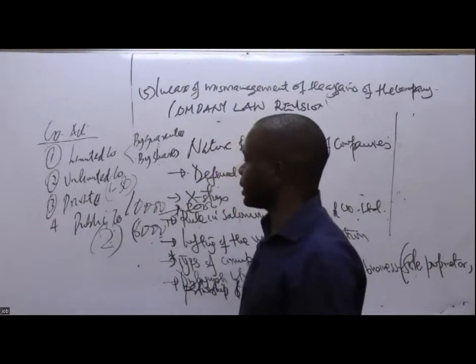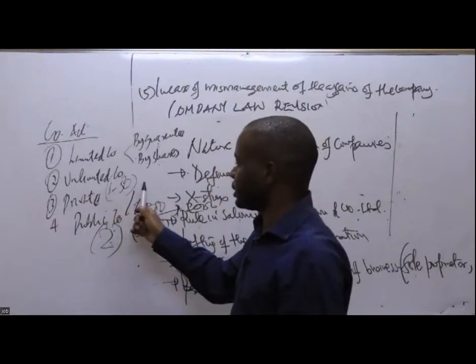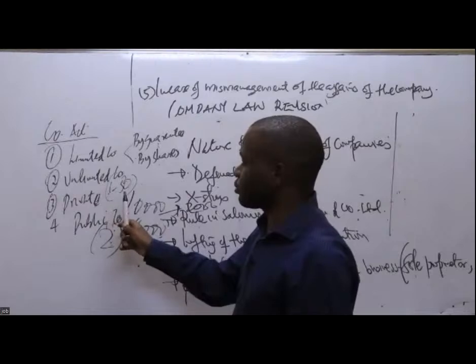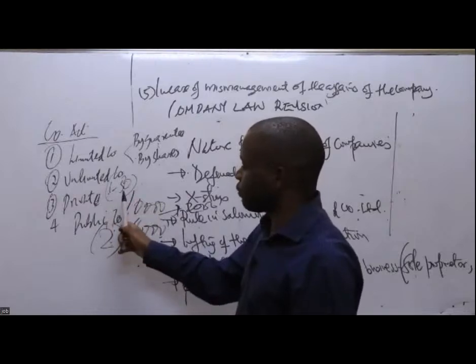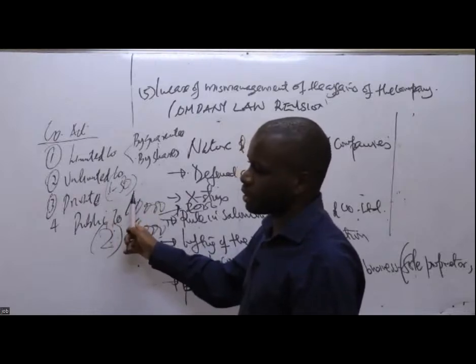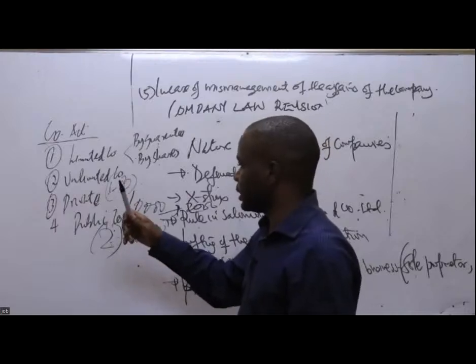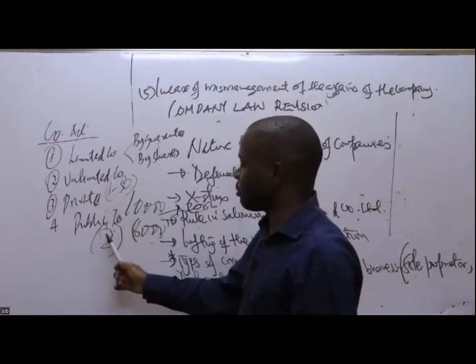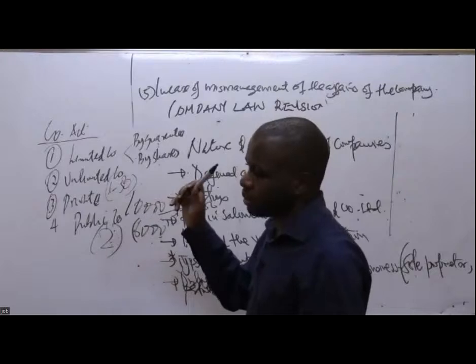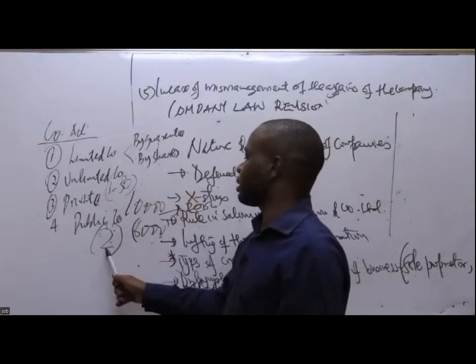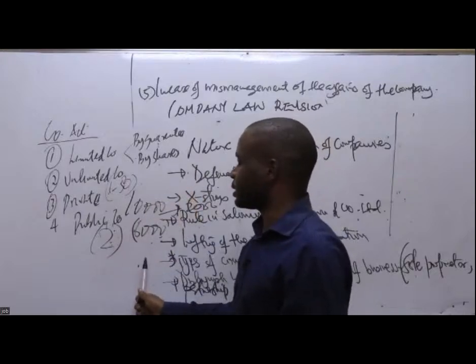So a private company, number of members 1 up to 50, cannot invite members of the public to apply for its shares. There is no free transferability of shares. Transfer of shares is actually restricted. A public company, minimum number of members is 2. There is no maximum limit. There is free transferability of shares. That is characteristic number 2.